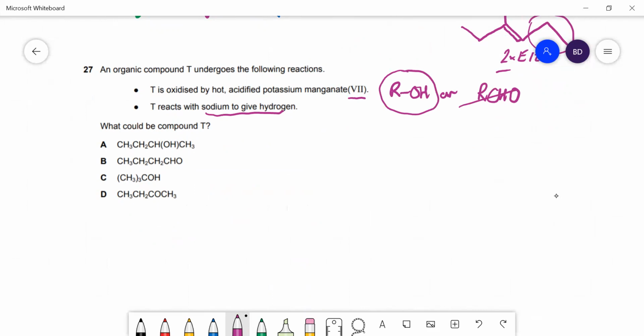Also, is it any old alcohol? Well, it is a primary or a secondary alcohol, isn't it? Because you can't oxidize a tertiary. So we are looking for a primary or a secondary alcohol. A is a secondary alcohol, so that's the answer. B is an aldehyde, that's not right. C is an alcohol, but look, it's a tertiary alcohol. And D has a ketone group in it, so that can't work. So A is the answer there.